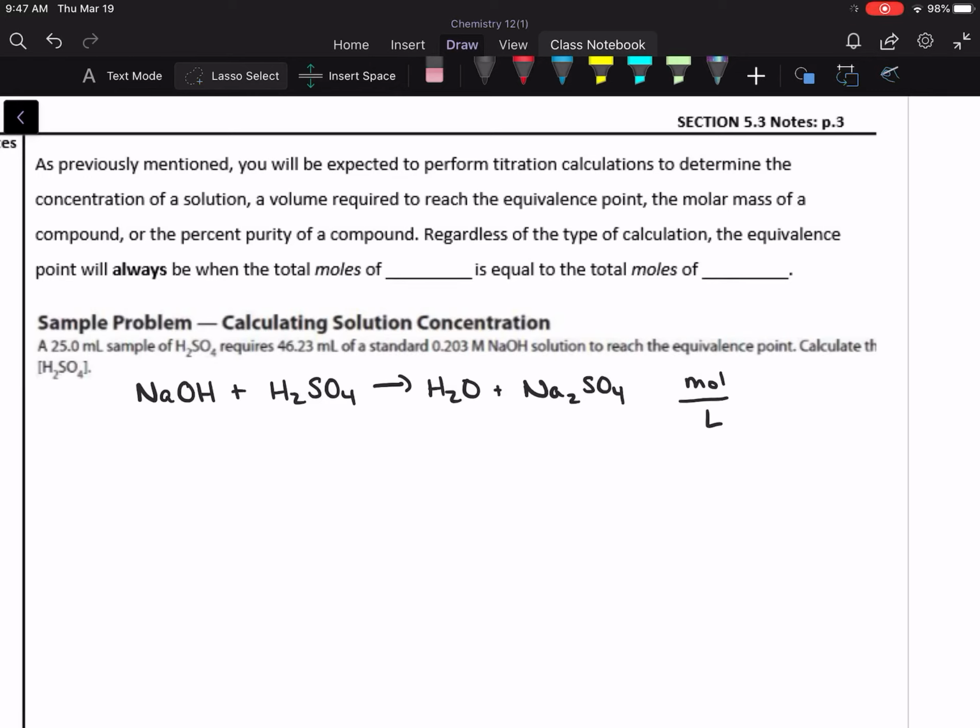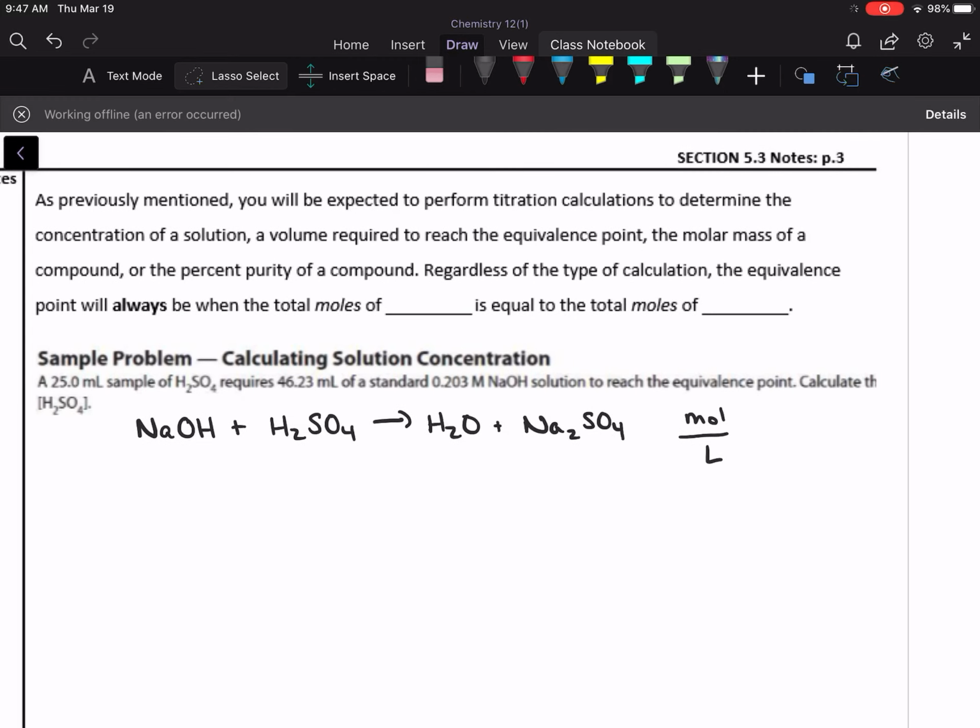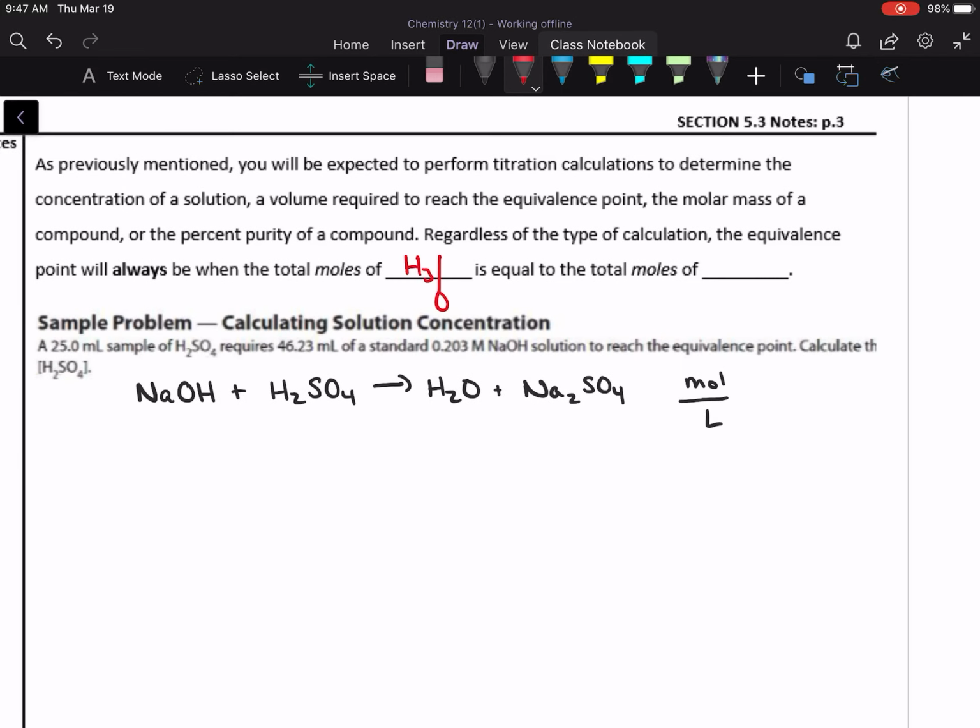So as we previously mentioned, we're going to be performing a number of different titration calculations, but the big thing that you need to have in the back of your mind is that the equivalence point is always going to be when the moles of hydronium ions from our acid are equal to the moles of hydroxide ions from the base. So our equivalence point is going to be when those two amounts are equal to each other.